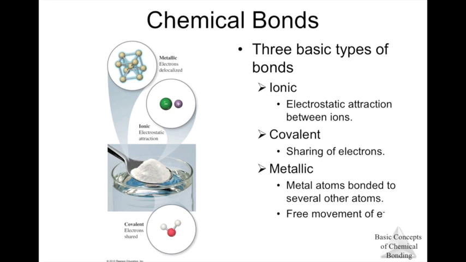And then metallic bonds, where the metal atoms are bound to lots of different things, and we sometimes call it a sea of electrons. The electrons are free to move around and create attractions that way, so you have this sort of lattice bound to lots of different things construction.